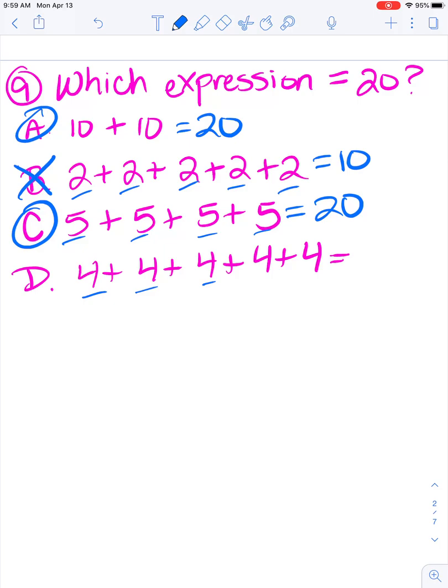Should I stop there? Absolutely not. Let's go. 4, 8, 12, 16, 20. Oh my goodness, we had 3 answers. I hope you finished all the problems and didn't just stop at A, because A, C, and D are your answers.